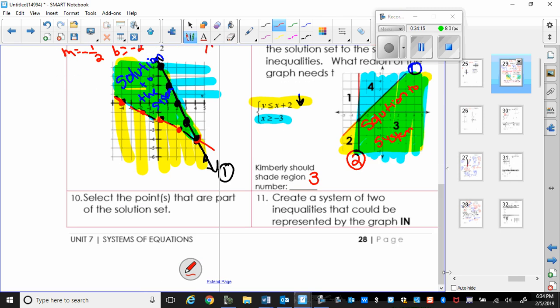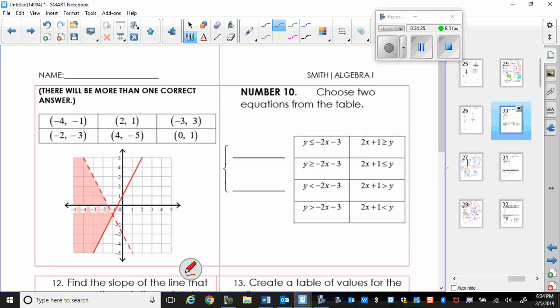Now, for the next two parts, we're going to select the points that are part of a solution set. Then we're going to create a system of 2 inequalities that could be represented by the graph. So we're going to move to page 30. So how do I do this next problem? You're going to graph each point. And what we want to check is, does it fall into the shaded area? Okay? So I'm going to go left 4, down 1. Does it fall into the shaded area?